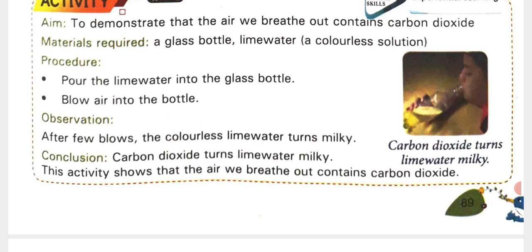So this activity shows that the air we breathe out contains carbon dioxide. You have to blow the air many times through this with the help of a straw. And then you can see that the color has changed.